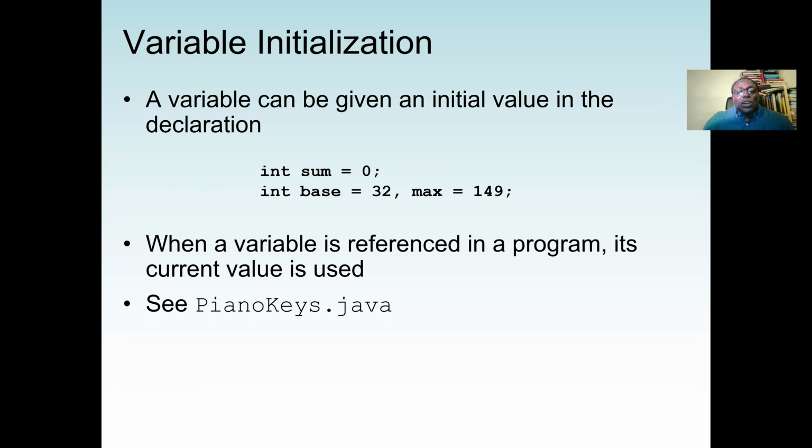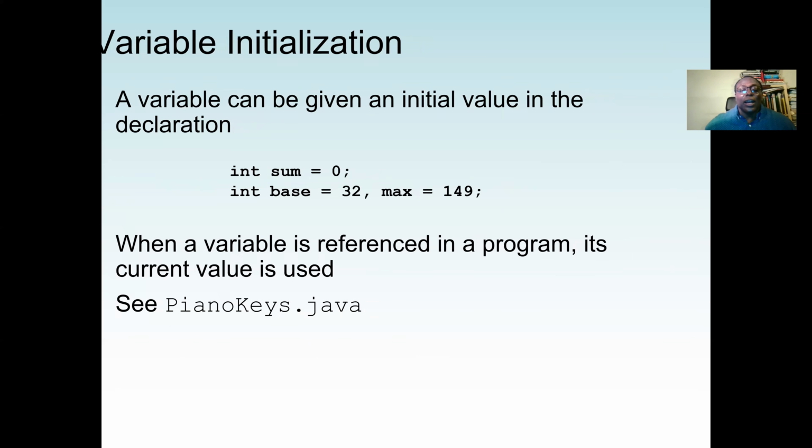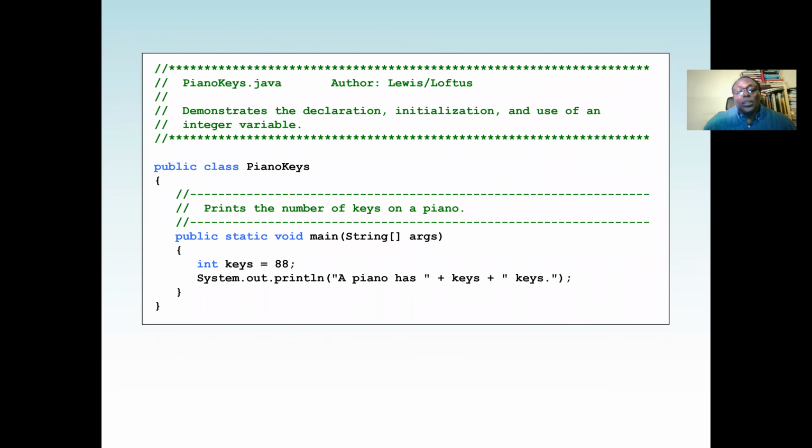And here we say when a variable is referenced in a program, its current value is used. Let's see an example here. So here we have a program named PianoKeys.java. So the main class is PianoKeys. And we want to print the number of keys on a piano. So we go to the main function, we declare a variable named keys. The data type is int, and we assign 88. And from here, we just print out with System.out.println that a piano has 88 keys.